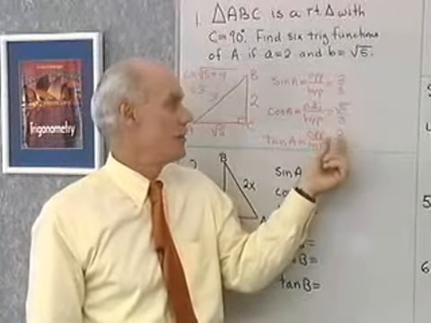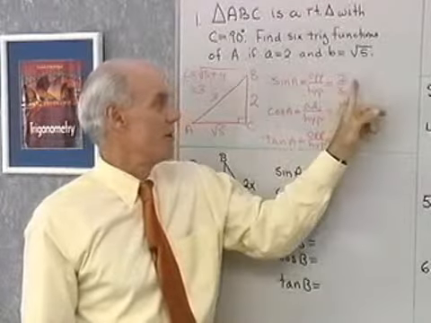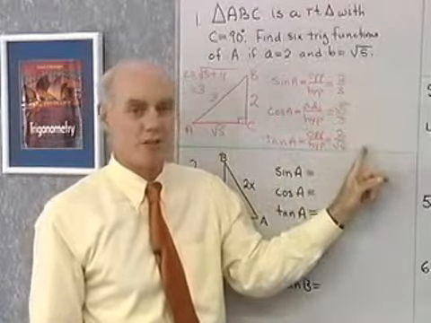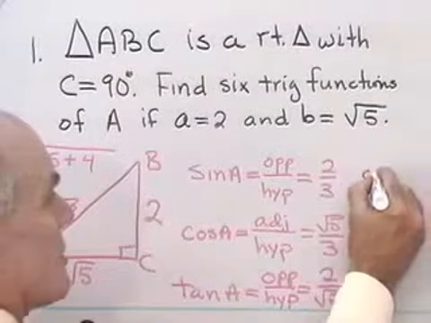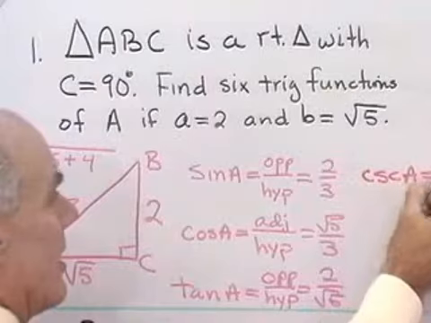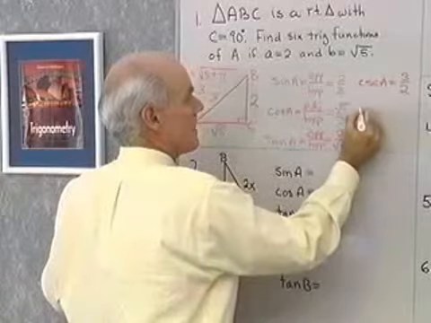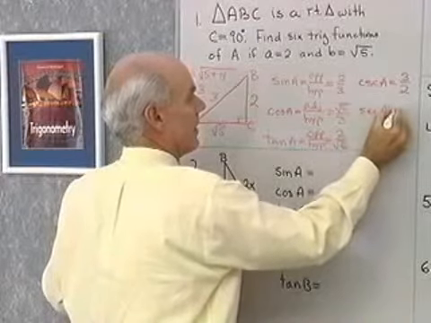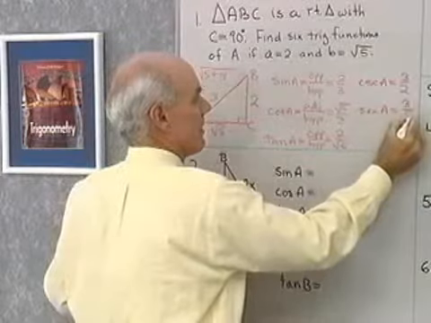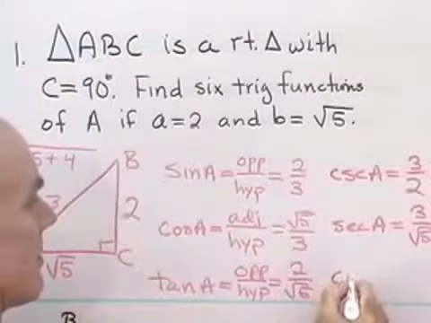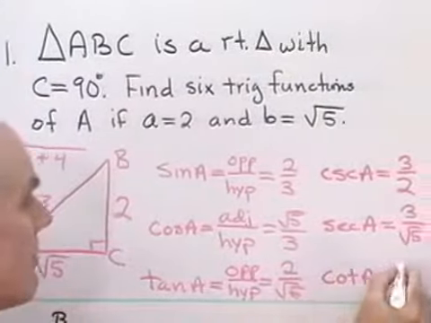Now I want to finish this problem here by going up and finding I have sine, cosine, and tangent. I want to find also cosecant, secant, and cotangent, but to do that I'm just going to use my reciprocal identities. So here cosecant of angle A will be the reciprocal of sine, so 3 divided by 2. Secant of angle A will be the reciprocal of cosine, so 3 over square root 5. And then cotangent of angle A will be the reciprocal of tangent, or square root 5 over 2.